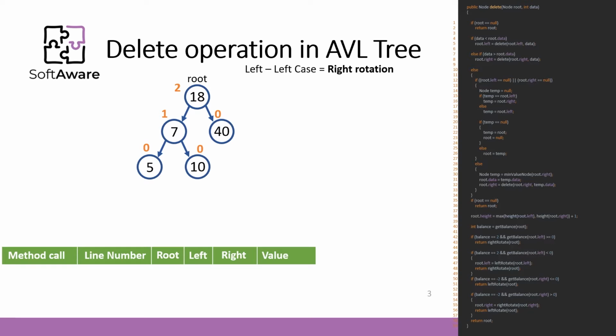From previous lectures, we already know how rotations are performed depending on the cases. In this given example, we try to delete a node which will further require us to make rotation to balance our AVL tree. So let's go on and try to delete node with a key value of 40 to see how delete operation works in AVL tree.